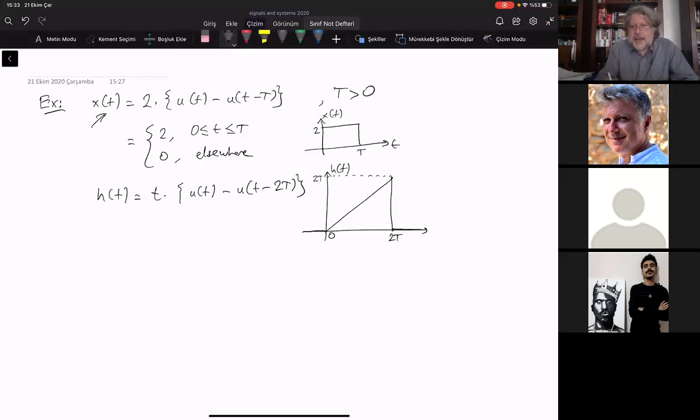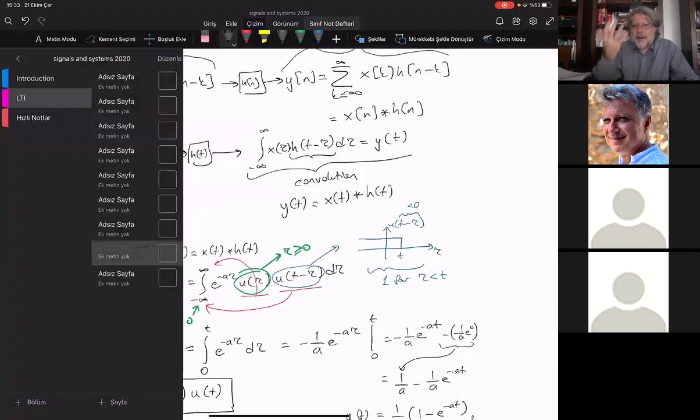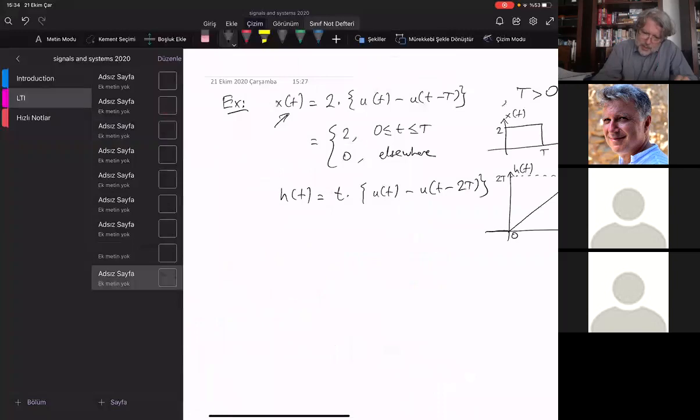h of t minus tau. This h of t minus tau means we are flipping around h of tau and making it h of minus tau, and then shifting it by an amount of t. That's how we get h of t minus tau. So it's the same kind of approach that we will use. Let's come back to here.